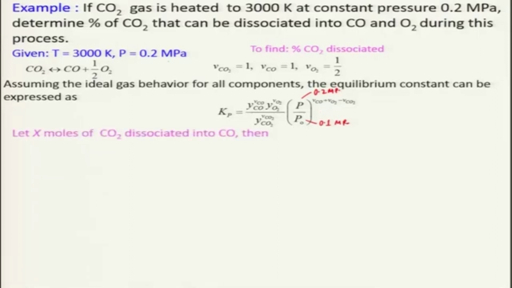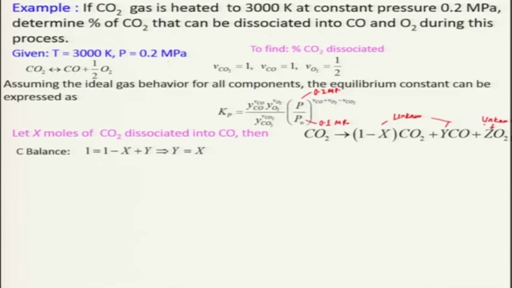So, let x moles of carbon dioxide be dissociated into CO, then we will get 1 minus x of CO2, that is the remaining, and y of CO and z of O2, which are unknown. We need to find these out.